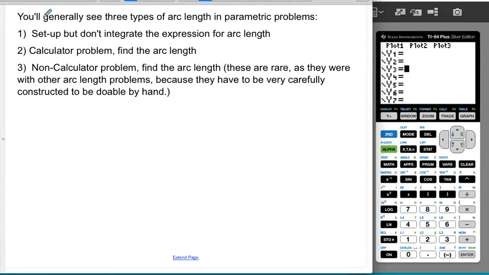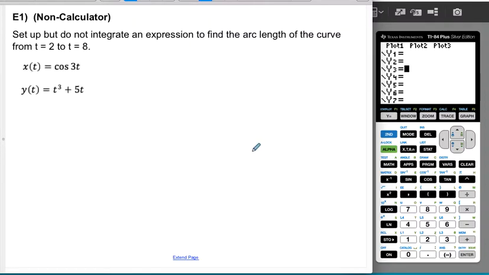You'll generally see three types of arc length problems in parametric. Set up but don't integrate, where they just want the expression for the arc length. A calculator problem where you're actually allowed to integrate. Or a non-calculator problem where you're asked to integrate and find the arc length, but those are very rare because the person constructing the problem has to choose the functions very carefully to make it doable by hand. So really, you're going to see the first two much more often than a non-calculator find the arc length problem. So let's walk through some examples.